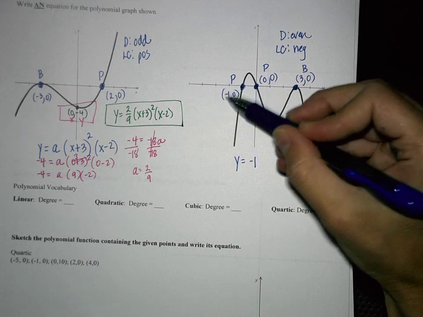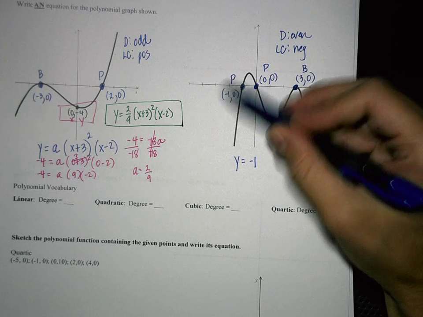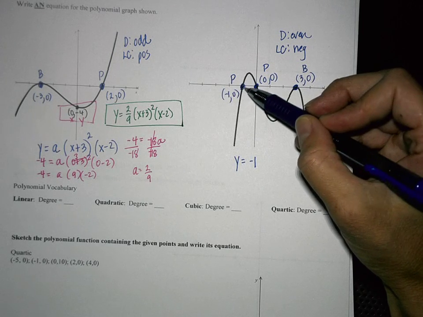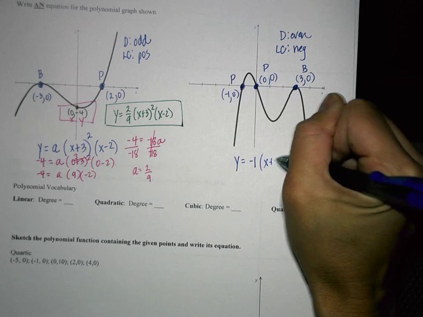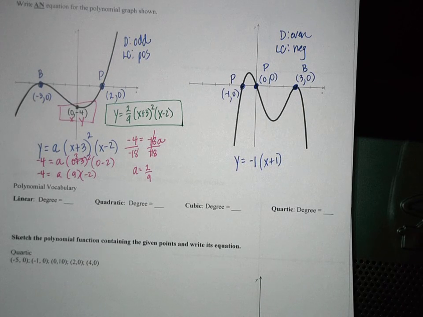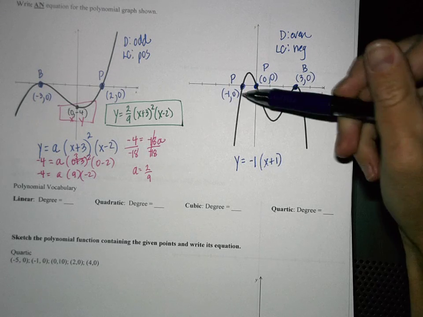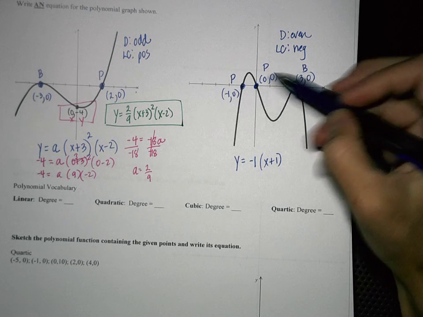How do I write my factor when x equals negative 1? Good, x plus 1. Is that going to have an odd or an even power? Odd, because it's passing through. Good.